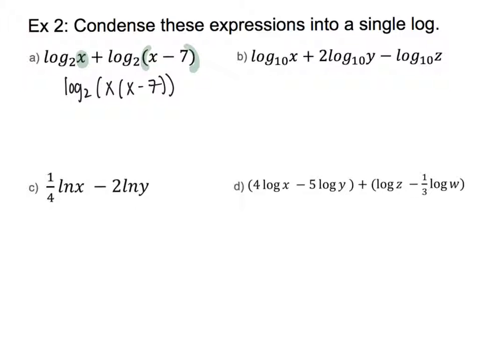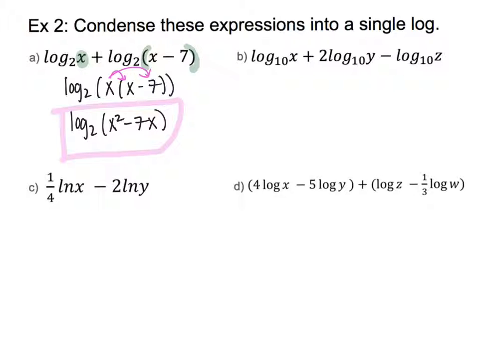Well, when I look at this problem here, I notice that inside here I can do a little more, right? I have x times the stuff in parentheses, so I can distribute. So I'm going to distribute this x. That would make it log base 2. X times x is x squared. X times negative 7 is negative 7x. And it looks like I am done because I have only one log out here and all the stuff is contained inside this one parentheses. So I'm going to box that in. That is my answer. All right, let's try out B.